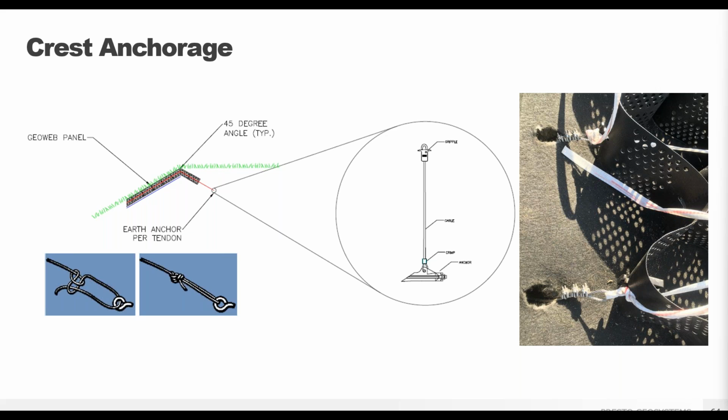From a constructability standpoint, it makes the downturn of the GeoWeb at the crest difficult, so extra care must be taken to prevent undermining of the system from above. The earth anchors may be installed right through the geotextile, as seen here.